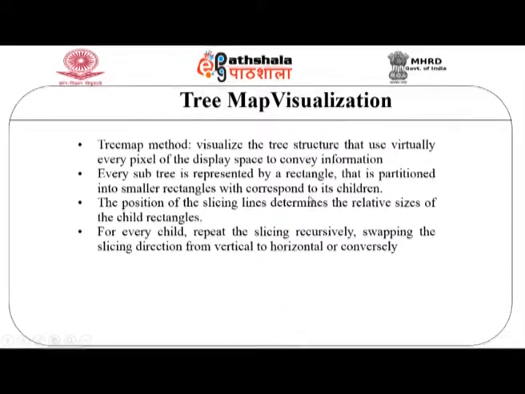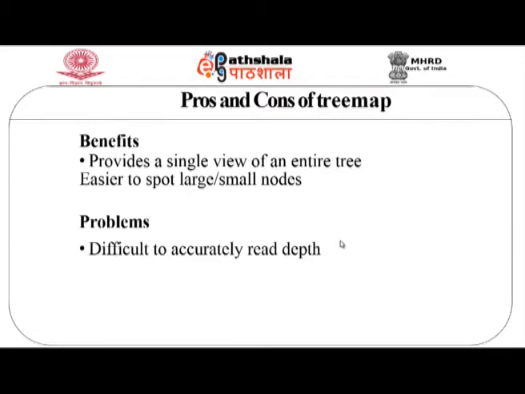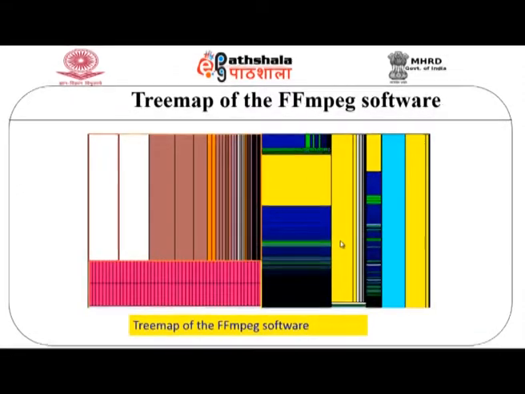Next one is the tree map visualization technique. In the tree map method, we try to visualize the tree structure using virtually every pixel of the display space to convey some kind of information. Every subtree is represented by a rectangle, which is partitioned into smaller rectangles corresponding to its children. The position of the slicing line determines the relative sizes of the child rectangles. For every child, we repeat the slicing recursively, swapping the slicing direction from vertical to horizontal or vice versa. The pros and cons of tree maps: the benefits are that it provides a single view of the entire tree, and it is easier to spot large and small nodes in a tree map. The problem is that it is difficult to accurately learn the depth information.